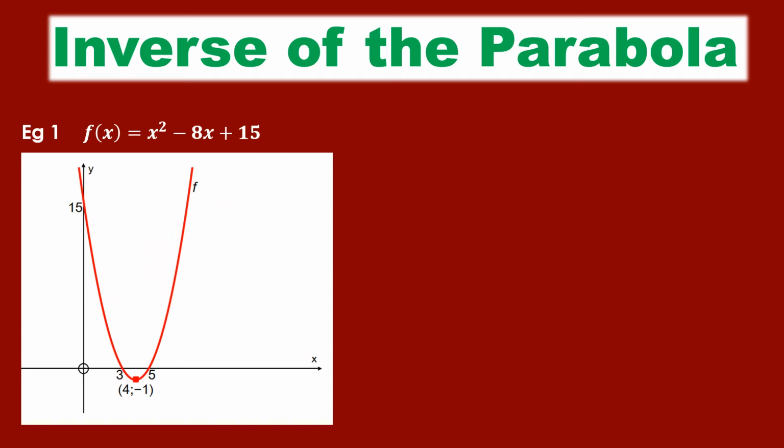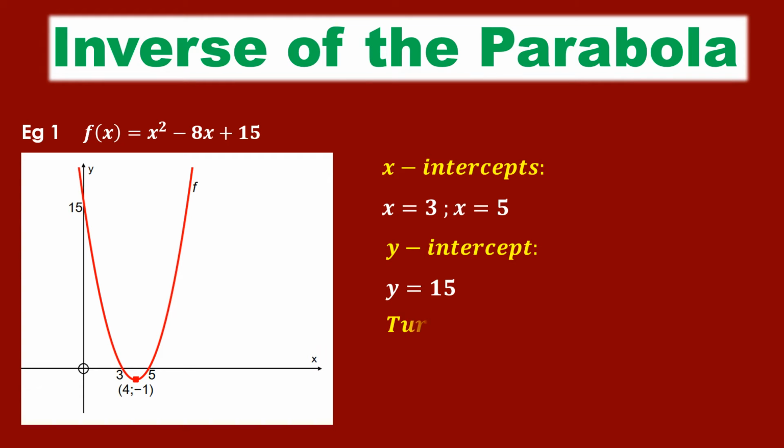We end up with a parabola that has x-intercepts at x equals 3 and x equals 5, a y-intercept at y equals 15, and a turning point with coordinates (4, -1). Now we're going to use these coordinates to sketch the inverse of the parabola.